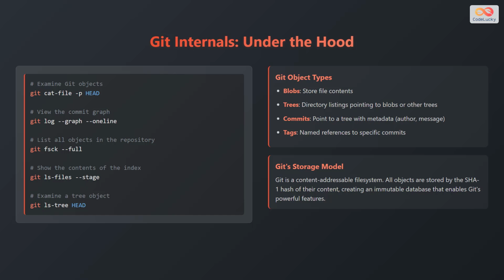Git uses four main object types: blobs, which store file contents; trees, which are directory listings pointing to blobs or other trees; commits, which point to a tree with metadata like author and message; and tags, which are named references to specific commits. Git is a content-addressable file system. All objects are stored by the Secure Hash Algorithm 1, or SHA-1, hash of their content, creating an immutable database that enables Git's powerful features.